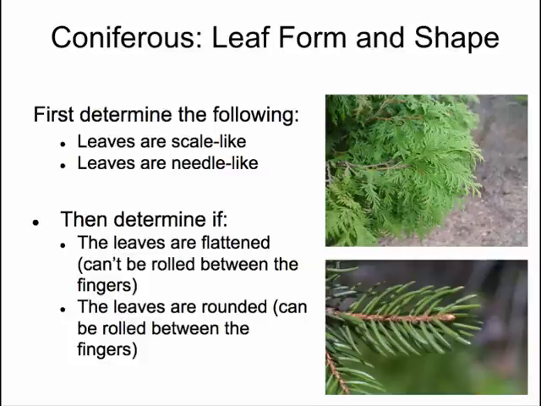Looking at conifers, the next thing you want to look at is the leaf form and shape. So the first thing to determine is if the leaves are scale-like or if the leaves are needle-like. The top picture on the right-hand side depicts leaves that are scale-like, but on the bottom, the ones that are needle-like. Once you have determined that, you have to figure out if the leaves are flattened, which means they cannot be rolled between your fingers, or if they're rounded, which means they can be rolled between your fingers.